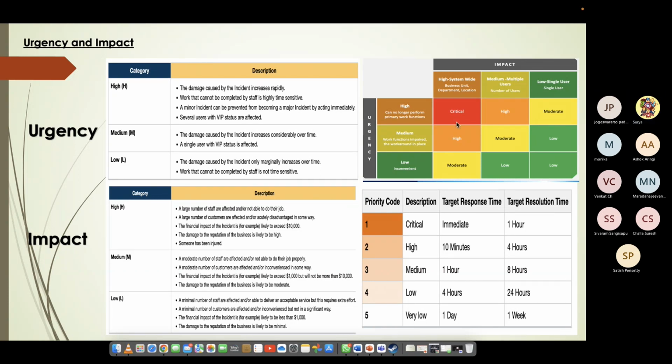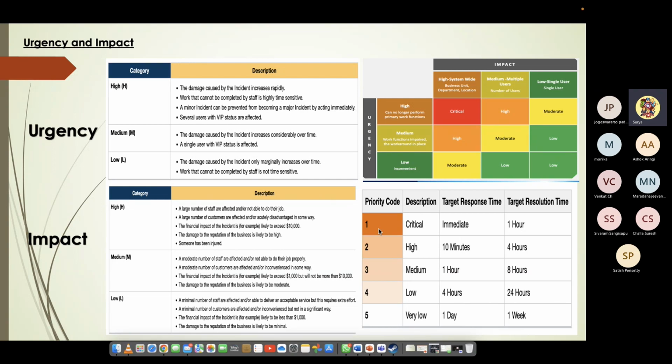Okay, so the combination of both the urgency and impact will give the priority of the incident. For the priority of the incidents, we have 5 priorities. We will call it P1 incident, which means it is a very critical incident. P1 incidents mean critical incidents. P2 incidents are high incidents. P3, P4, P5, likewise, we will be having the incidents.